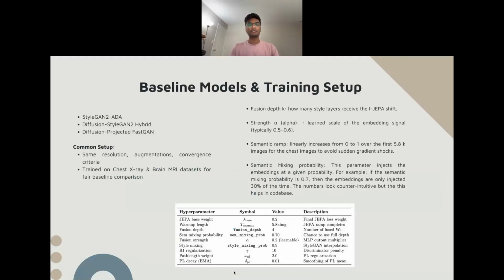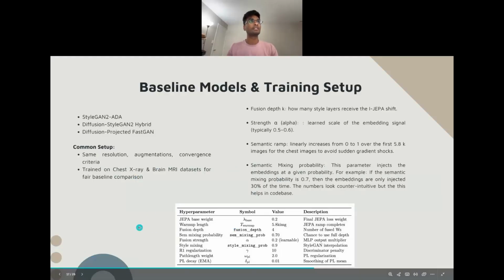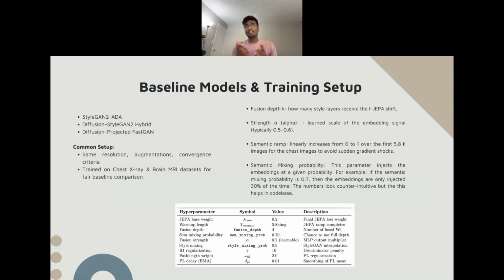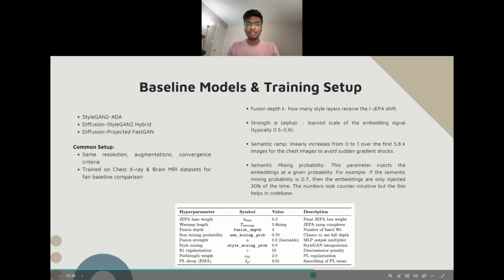So this is a baseline. Here, for the baseline models and the training setup, we've used the StyleGAN architecture itself, the diffusion StyleGAN, and the diffusion projected FastGAN. First, we have introduced some hyperparameters that could help with stable training.